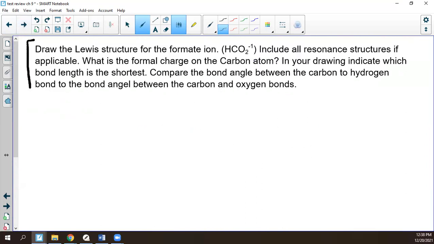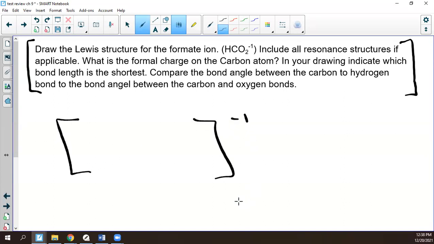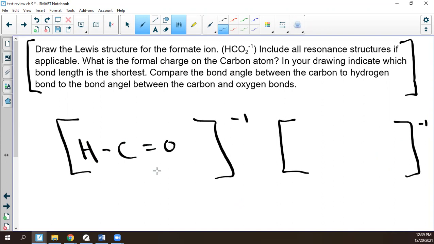All right. This one might take more time than I want, so I'm not going to go over it. Draw the Lewis structure of the formate ion. Remember, if it's an ion, it has to have a negative. Include all resonance structures if applicable. If there is one, then you draw the second one in a bracket and put a negative. What's the formal charge of the central carbon? Well, let's just do one. So we have H, C, O, and O, if I remember right.